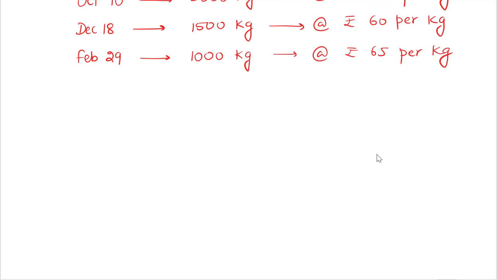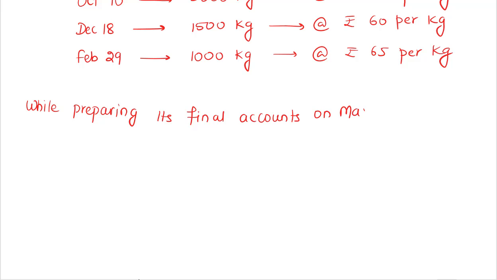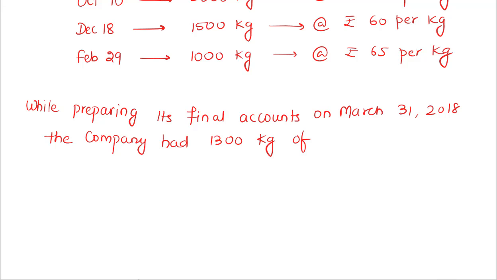Understood? While preparing its final accounts on March 31st, 2018, the company had 1300 kgs of raw material in its godown. Let us continue.